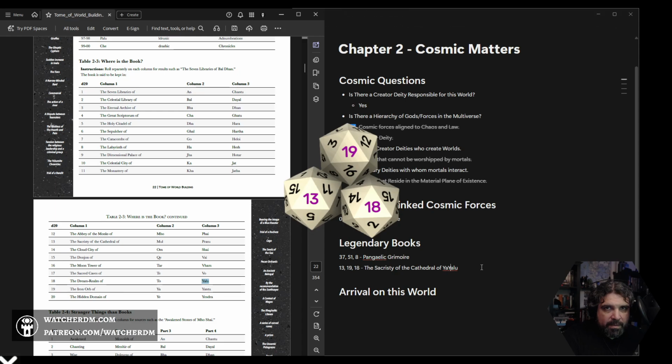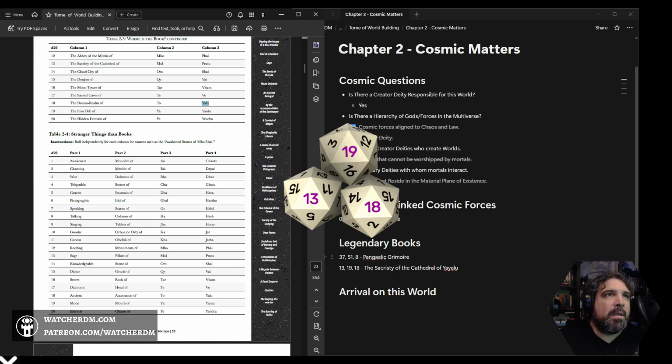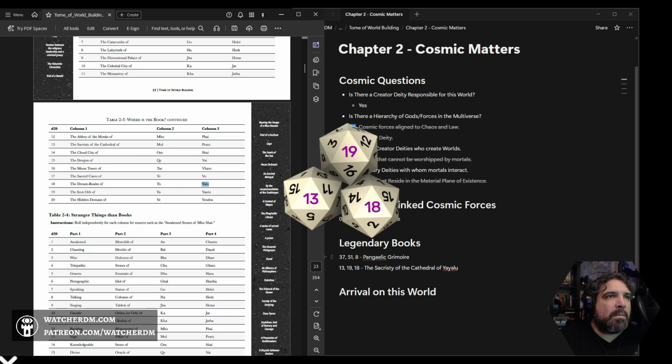Yayalu. Cathedral of Yayalu. Okay. All right. Wow. Stranger things than books. What is this for? Instructions. Roll independently for each column for sources such as the awakened stones of Most Shai.